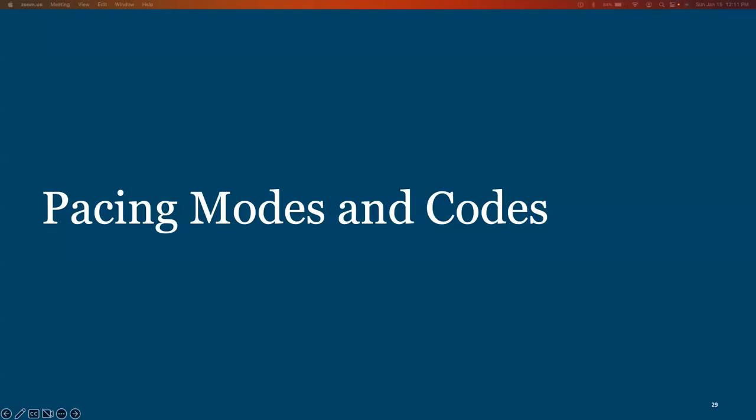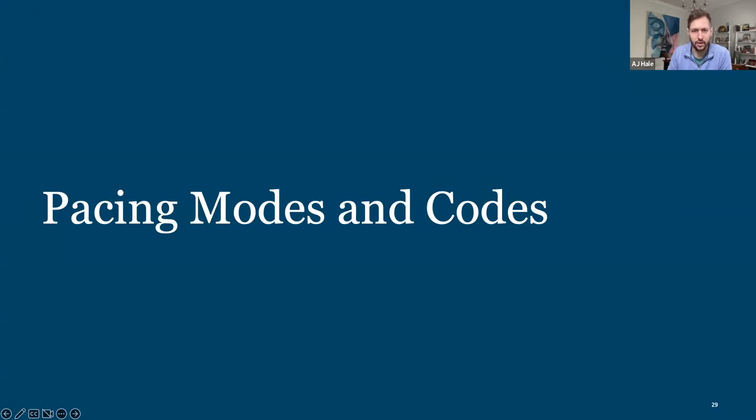There you go. It's pacing modes and codes. Perfect. Okay. Fantastic. Okay, so I'll go ahead and jump in. If people need to be let in, please let me know, because I can't really see that using my tiny screen right now and my presentation. So we'll be happy to add them as they come though.